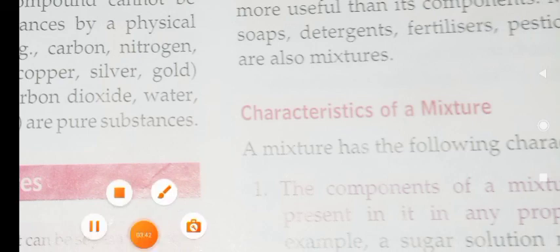Then the components of a mixture can be separated by physical means. As we have already discussed, by using physical techniques we can separate the components of a mixture. Hope you have understood the class very well, children.